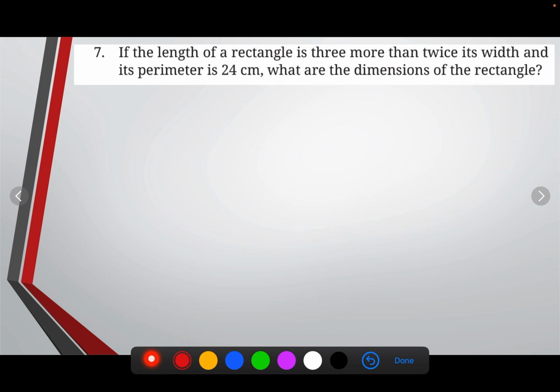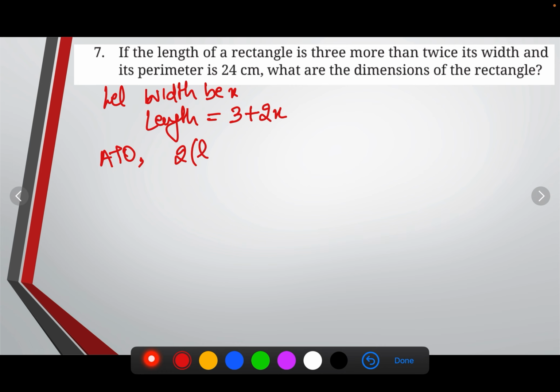Next, the length of a rectangle is 3 more than twice its breadth, and the perimeter is given to you. Let the length be x. Sorry, we'll take the width as x, because the length is 3 more than twice the width. So let the width be x. Then the length will be 3 more than 2 times the width. The perimeter is already given.